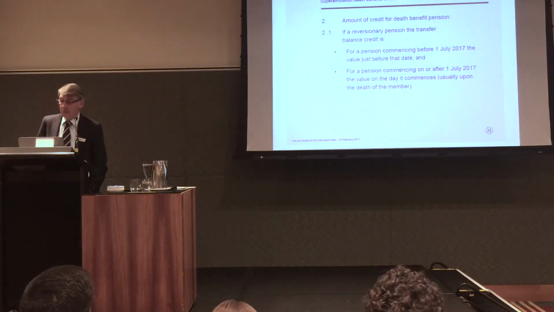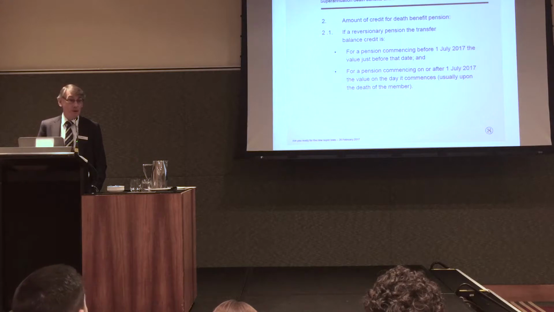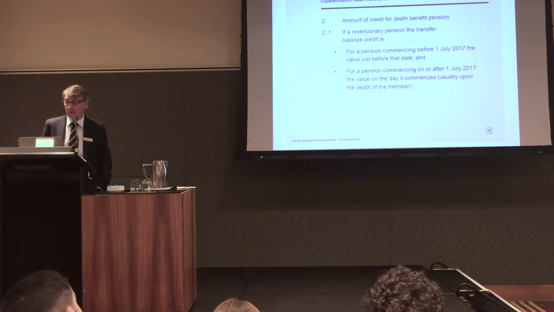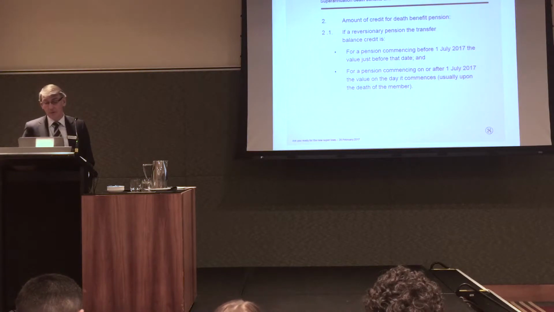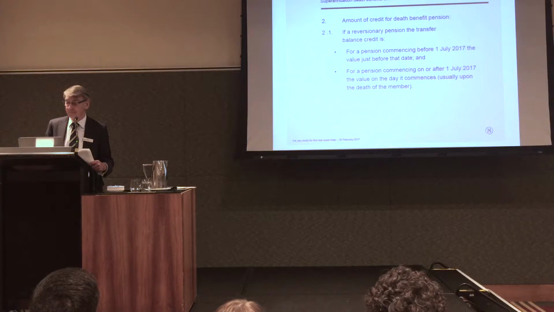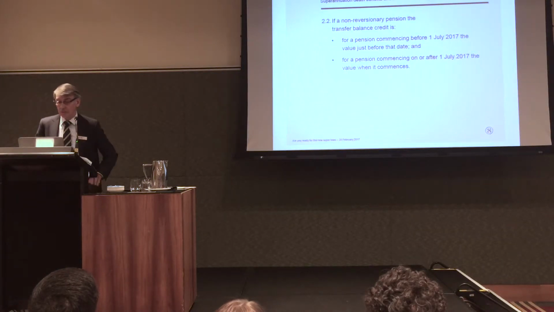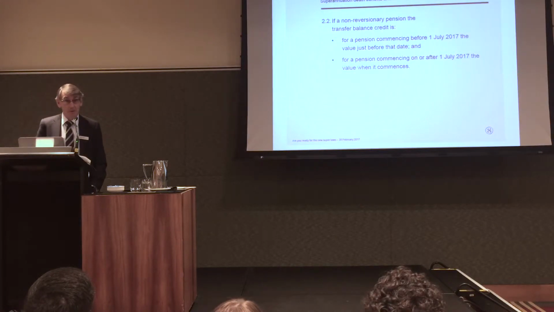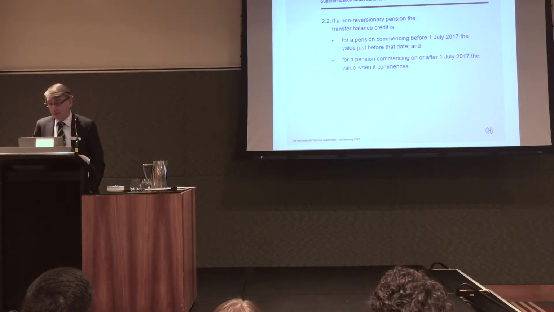The amount of the credit for the death benefit pension, if it's a reversionary pension, the transfer balance credit is for a pension commencing before 1 July 17, the value just before that date, and for a pension commencing on or after 1 July 17, the value on the day it commences, that usually will be upon the death of the member. If it's a non-reversionary pension, the transfer balance credit is for a pension commencing before 1 July 17, the value just before that date, and for a pension commencing on or after 1 July 17, the value when it commences.